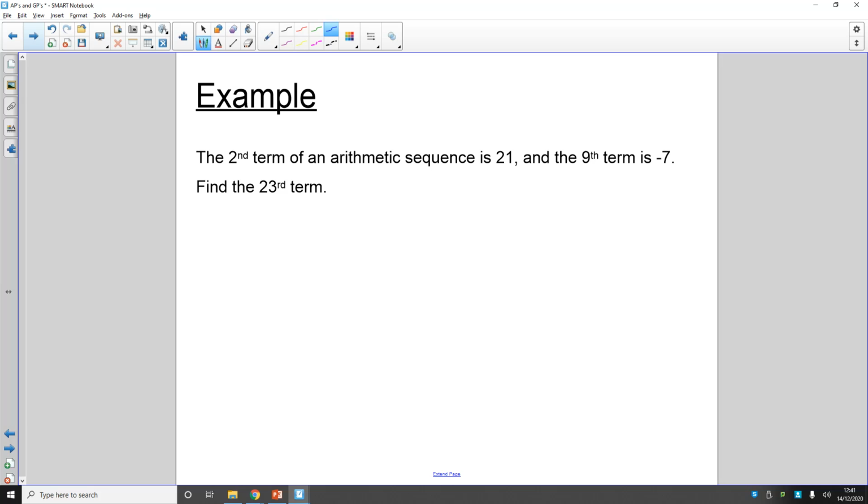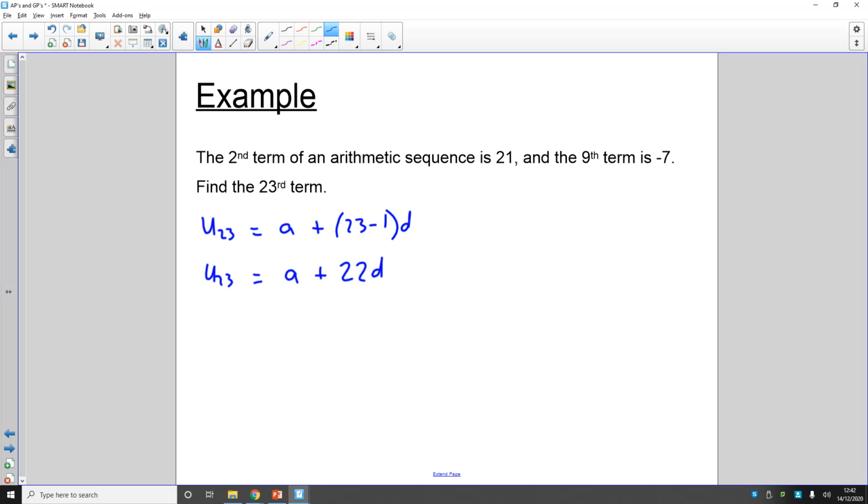So second example then. The second term of an arithmetic sequence is 21, and the 9th term is given as minus 7. We are being asked to find the 23rd term. Well, if I want to find the 23rd term, then I need a plus n minus 1 d. So in this case, that would be 23 minus 1 times the common difference. 23 take away 1 is 22. So in order for me to find out the 23rd term, I need to find out what a is, and I need to find out what d is so that I can multiply it by 22.